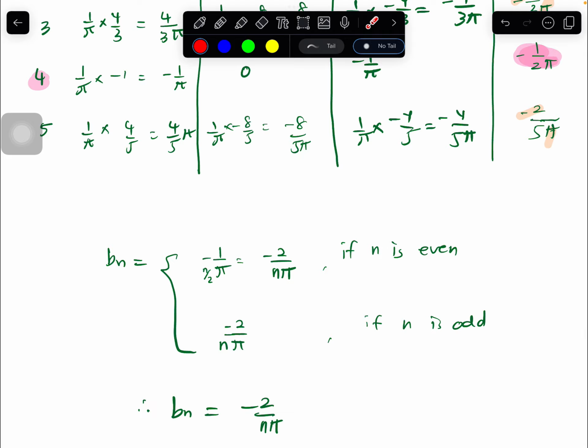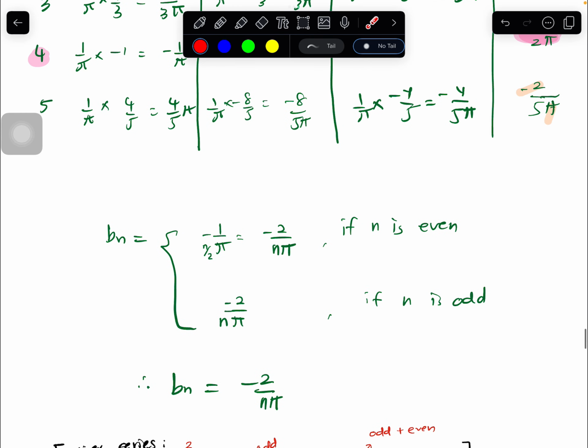It turns out to be these two are similar, right? These two are similar, even and odd. So we just combine that, means that bn is just this value, negative 2 over n pi, no matter if n is odd or even. So n can be used for any number, okay, no matter it's odd or even.